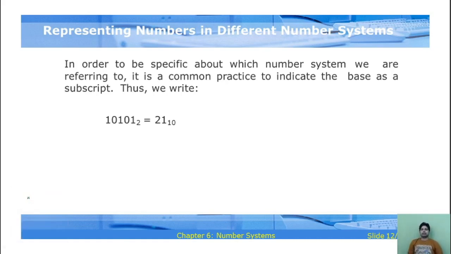Now, representing numbers in different number systems. In order to be specific about which number system we are referring to, it is common practice to indicate the base as a subscript. This is basically the conversion of binary to decimal. So this is binary, and you are aware the binary base is 2 and the decimal base is 10.